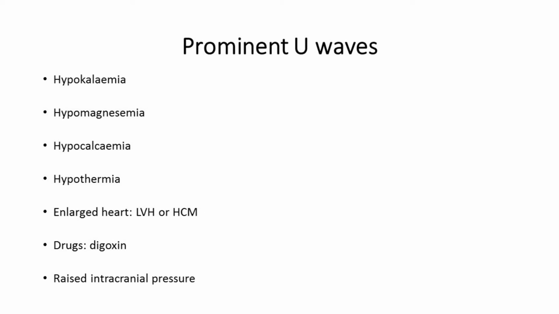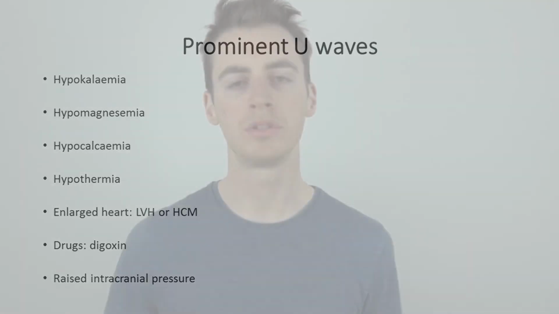Patients who have raised intracranial pressure, or who have an enlarged heart or hypertrophic cardiomyopathy, also may have prominent U waves. In terms of the medications, generally it's antiarrhythmic drugs, and in particular remember digoxin as a drug that's associated with prominent U waves.